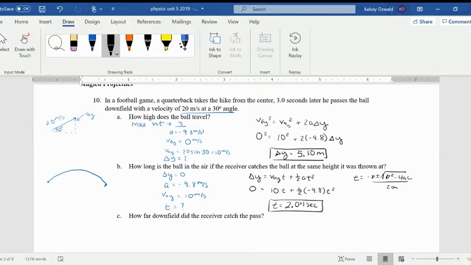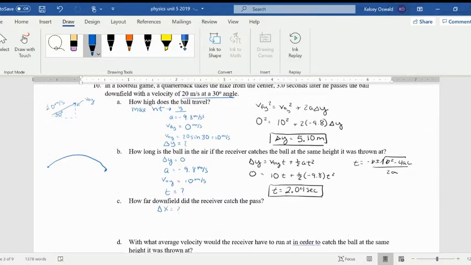So we know the ball is in the air for a total of 2.04 seconds. So then using that information, we want to see how far downfield the ball travels. So here we're trying to find our range. So what is our horizontal displacement? So here we need to look horizontally.